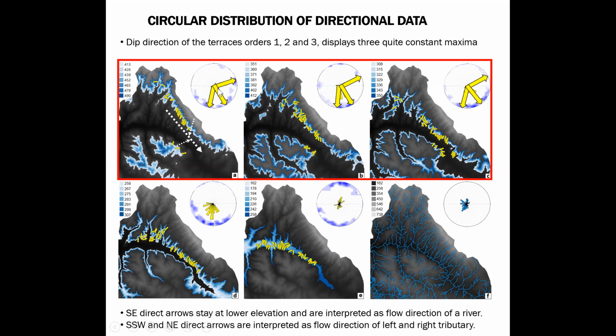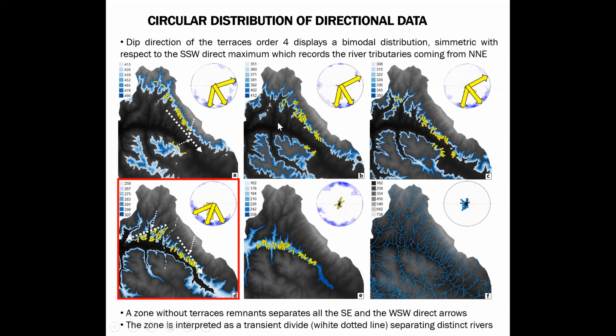Terraces dipping toward the southeast are interpreted as related to an ancient southeast-directed river. And terraces dipping toward the south, southwest, and northeast are interpreted as related to the left and right tributaries of this ancient river. The same can be observed for orders 2 and 3.